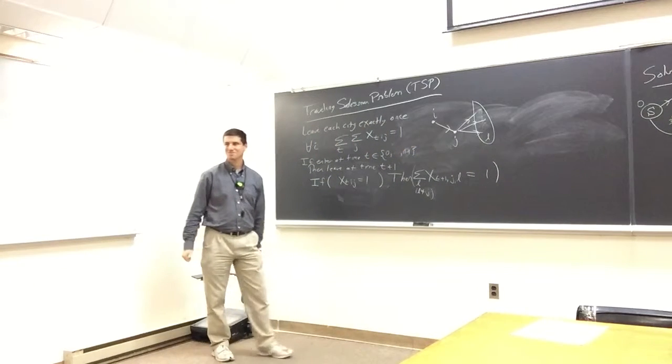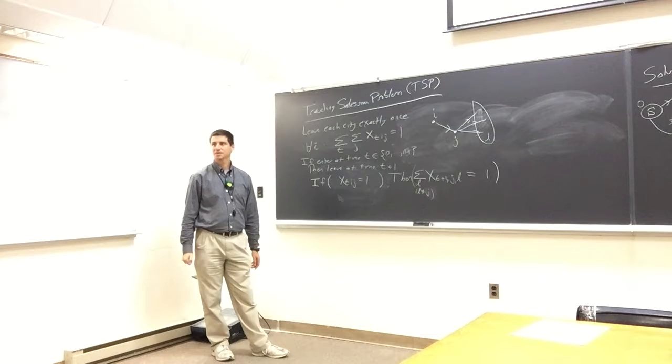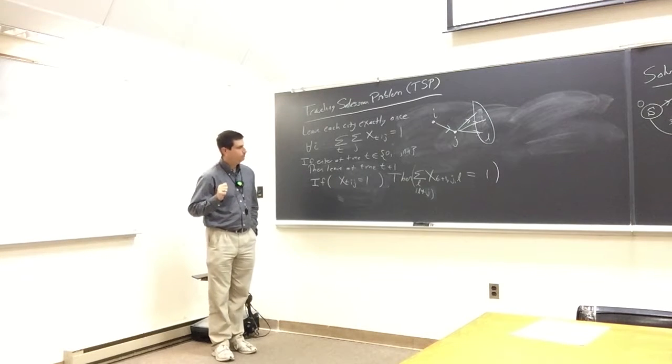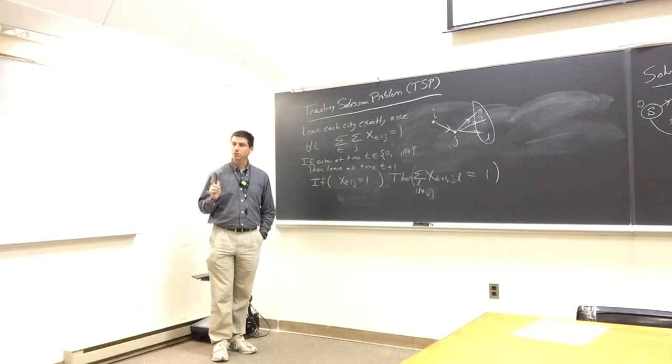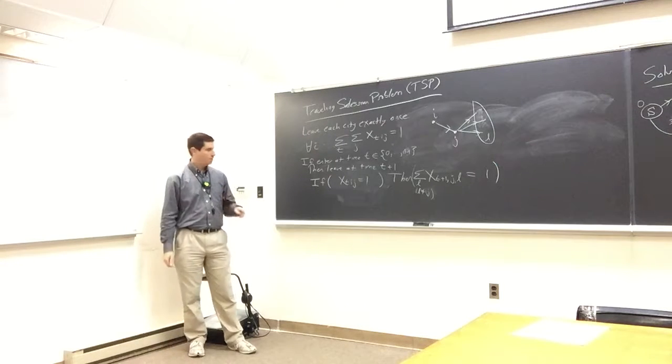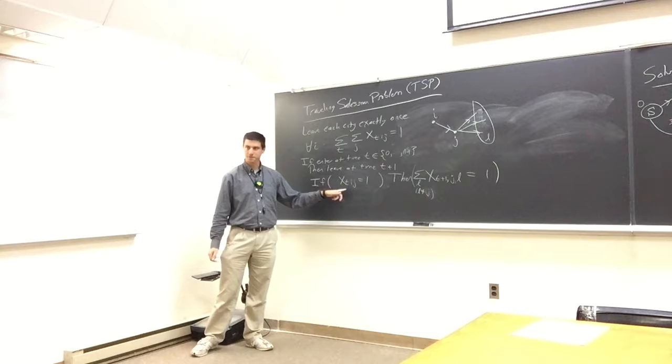How does this account for the fact that we don't want to return to some of our cities? Because we leave each city exactly once. We leave each city exactly once. And then, okay, so we can't go back. Right. But now the other thing is this part, correct?